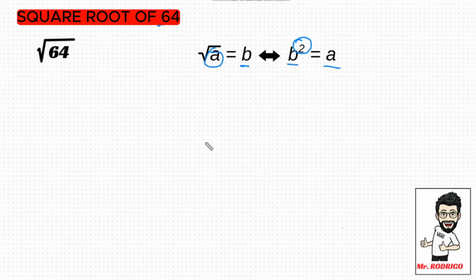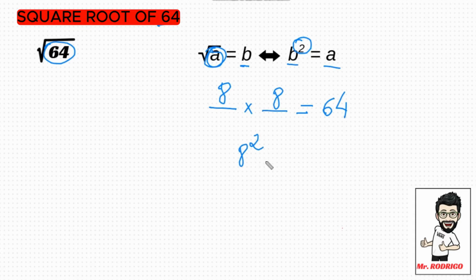What does that mean? You need to identify which number, when multiplied by itself, results in the value inside the square root. In our exercise here, that's 64. What value do I multiply by itself to get 64 as the result? That number is 8. 8 times 8 equals 64.